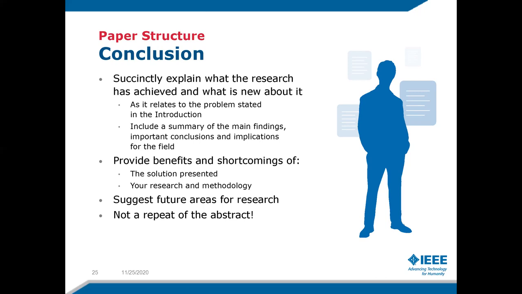That's it in the conclusion, because we just need to discuss what the work is, what we have obtained and why. And it is related to the introduction, related to the abstract, but it is not a repetition. It should include a summary of the main findings, important conclusions, and implications for the field. And also we can mention the benefits and the shortcomings of the solution presented, and the research and the methodology, okay? And also sometimes we can include some future areas for research.